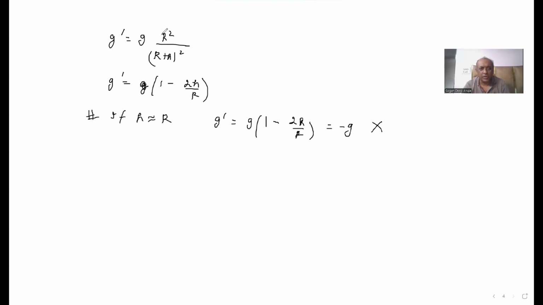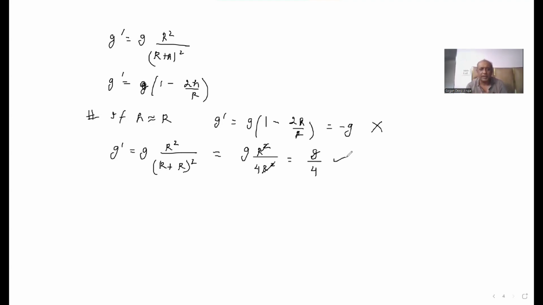And if I use the first equation, what we have is G dash is equal to G into R square divided by R plus H whole square. If I put H is equal to R, this is equal to G into R square divided by R plus R, which is 2R. 2R squared gives you 4R square. So R square will get cancelled, and what we are left with is G by 4. So we have G dash is equal to G by 4. This is the correct result.